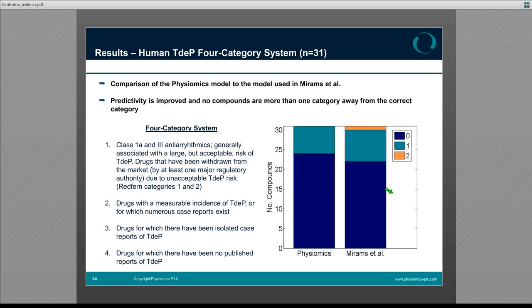As you can see, the mechanistic model that was used in the Mirams et al. paper did have one compound that was predicted two categories away from the correct prediction. With our model, we've been able to show that we have no compounds that are two categories away. Again, this is the same structural model that was used for making the rabbit predictions and the dog predictions.